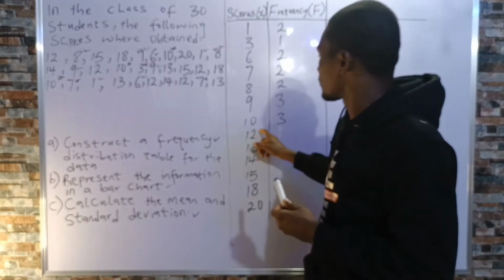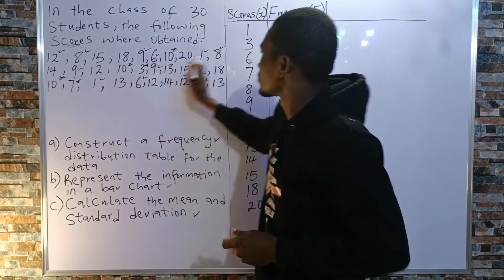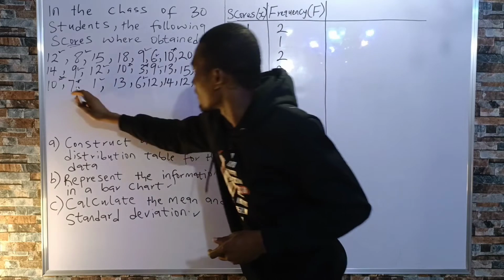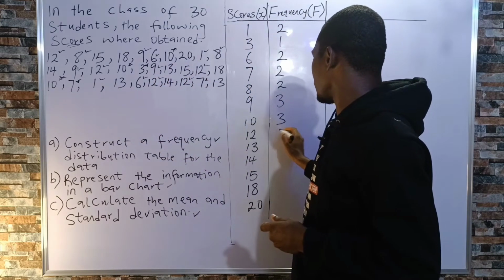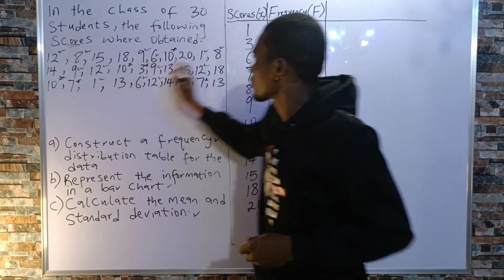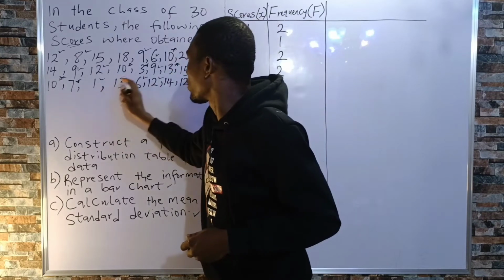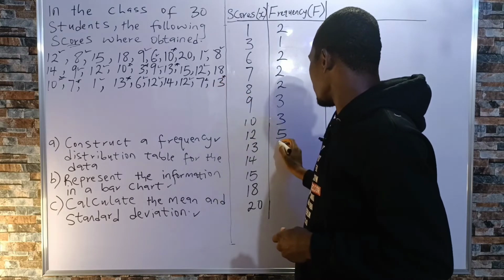Then for 12, we check also. We have 1. We have 2. We have 3. Then we have 4. And we have 5. So that is 5 times. Then for 13, we check. We have 1. We have 2. We have 3. And that is 3 times.